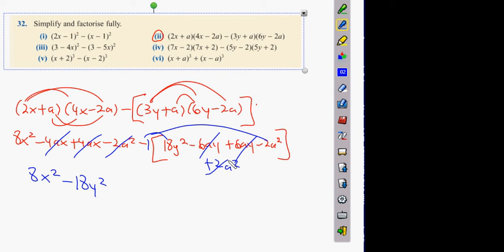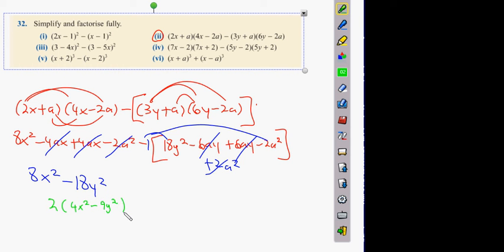What can we do with that, guys? What number can we take out? Any number? 2. Take out 2. So, when we take out 2, what's going to happen is we're going to get 2 bracket 4x squared minus 9y squared.